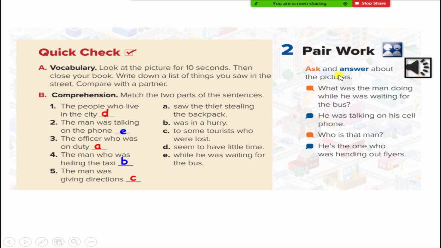Now, we will listen to this conversation and then you will ask and answer about the picture. Listen. Page 23. 2. Pair work.